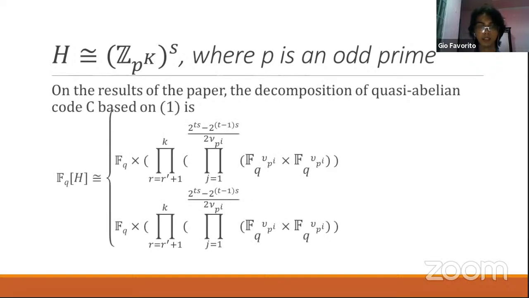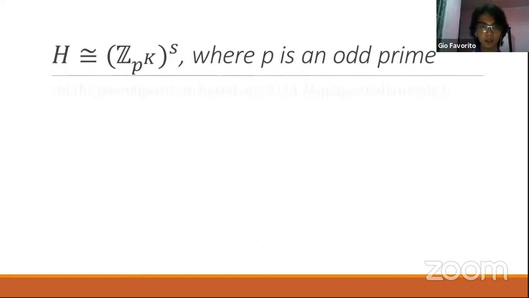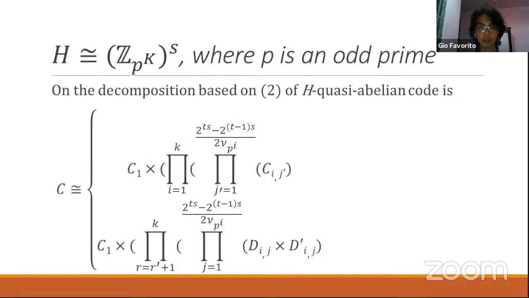So, ito yung nakuha niyong results. Bale, conditional equation siya. So, if P is odd, yan, if P is even, yun yung sa taas yung equation. Then sa baba naman yung P is even and Q is odd. Ayan. So, ayun naman, yung decomposition naman niya, yung pag-convert naman siya sa H quasi-abelian code is this. Halos same lang din.